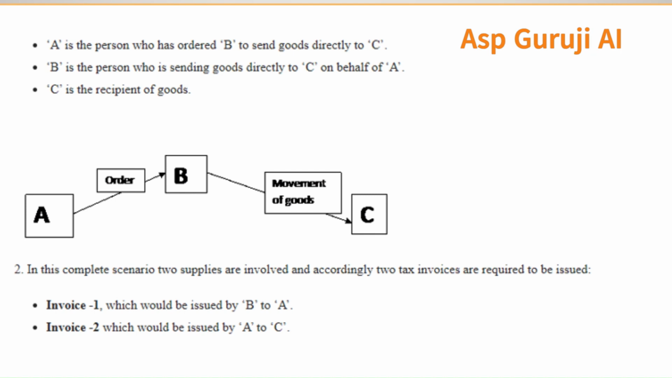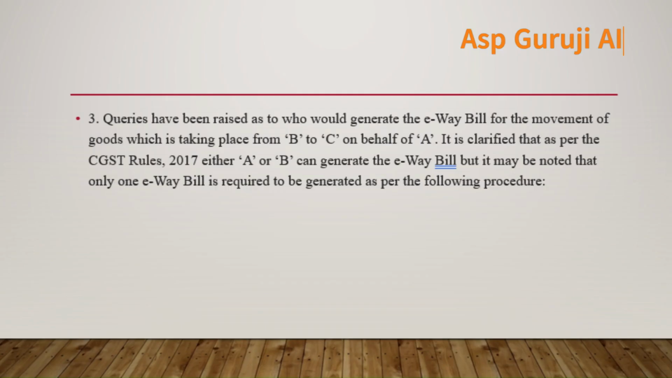Let's find out. According to the CGST rules of 2017, either A or B can generate the EWAY bill. But here's the catch: only one EWAY bill is needed. Let's break down the process. Queries have been raised as to who would generate the EWAY bill for the movement of goods which is taking place from B to C on behalf of A. It is clarified that as per the CGST rules 2017, either A or B can generate the EWAY bill, but it may be noted that only one EWAY bill is required to be generated as per the following procedure.